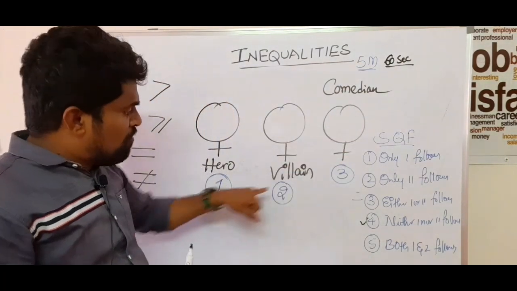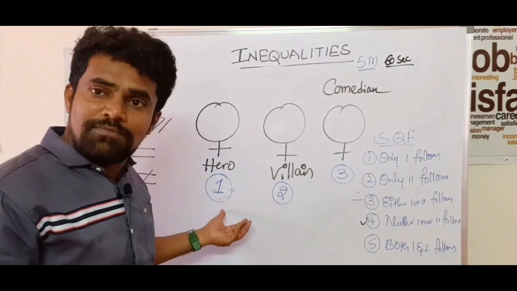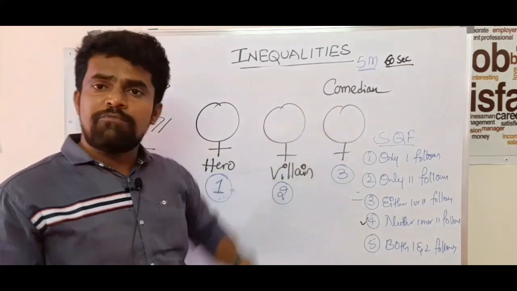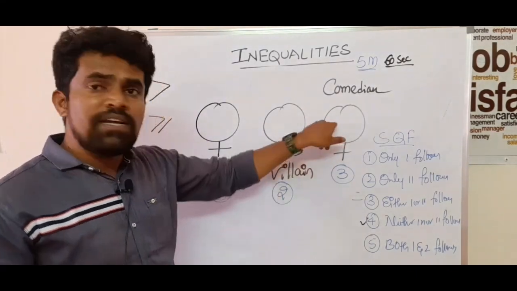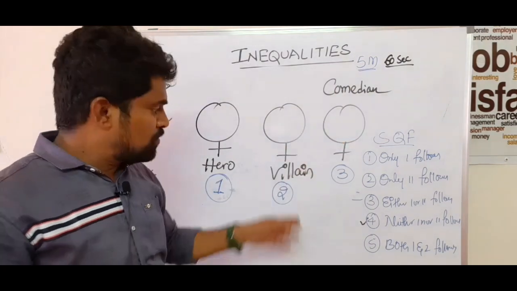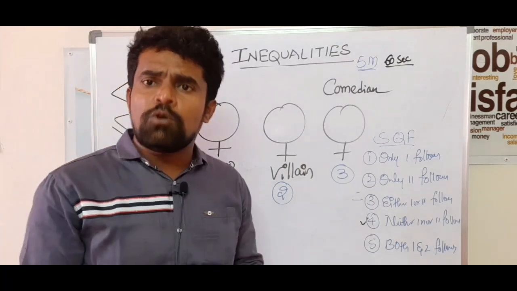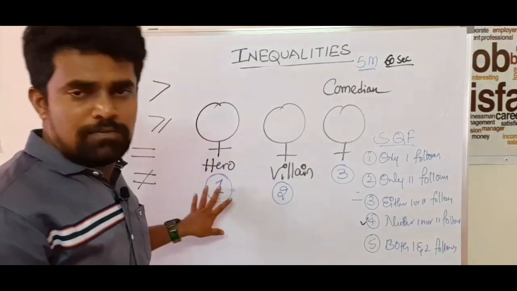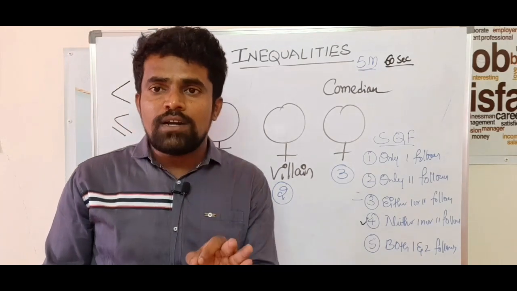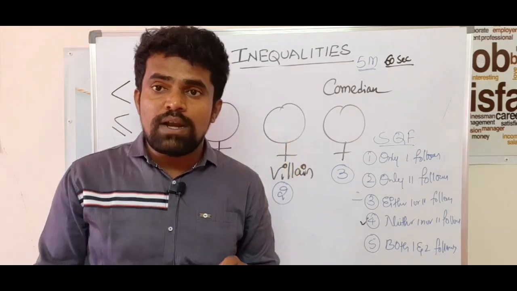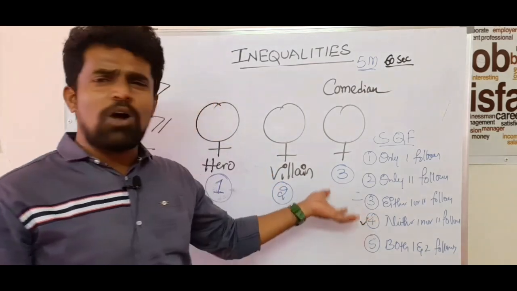If a hero and villain fight, what happens? Who will win? Absolutely hero. If hero and comedian fight, who will win? Absolutely hero. If villain and comedian fight, who will win? Absolutely villain. If all three fight each other at a time, who will win? Absolutely hero. So here our concept is, who plays the vital role? Hero. The second one is villain, and the third one is comedian, the third position.